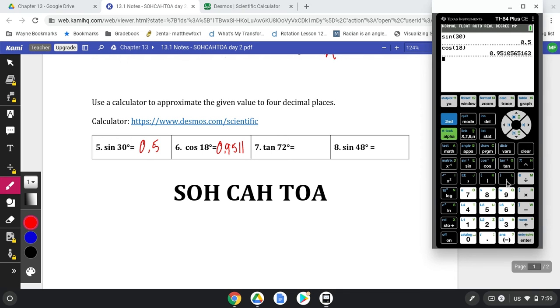So tangent of 72. We'll do the tangent of 72, close the parenthesis, hit enter, and we're going 4 decimal places, so 3.0776, but there's an 8 after it, so it's 3.0777, because we'll round up. And then the final one, sine of 48. And all of these will help us with finding sine, cosine, and tangent using the SOHCAHTOA method. Okay? So 0.7431.